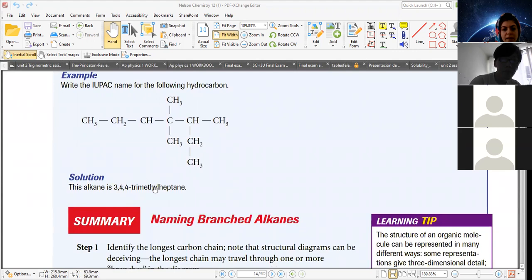Okay, so right after naming, you have this, the longest chain: 1, 2, 3, 4, 5, 6, 7. This is the longest chain you possibly could have. Then you have to count from the side that gives the branches the lower number. I counted here 1, 2, 3, 4. So you have heptane because it's 7 in the main chain. On the third, fourth, and 4th, see 4, 4, we say 3, 4, 4. We say tri because there are 3 of them. You have 3 methyls attached. 3,4,4-trimethyl. Any question?